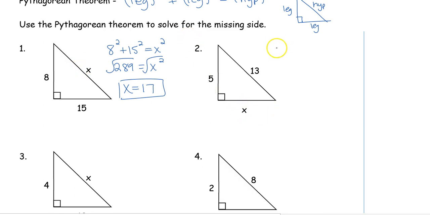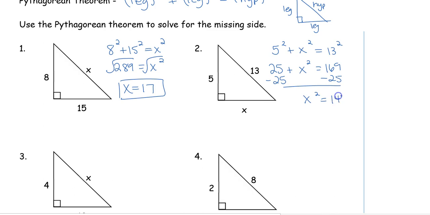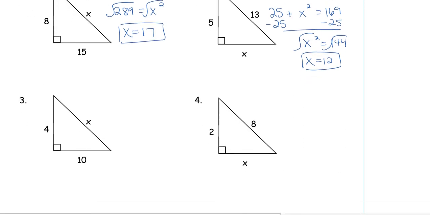Alright, number 2, we've got leg squared plus leg squared is equal to hypotenuse squared. This time our x is on this side, so we have 5 squared, which is 25, 13 squared, which is 169. We want to isolate the x squared, so we move our 25 over, and we get x squared is equal to 144. Square root each side, and we get x is going to be equal to 12. All right, let's move on to number 3.